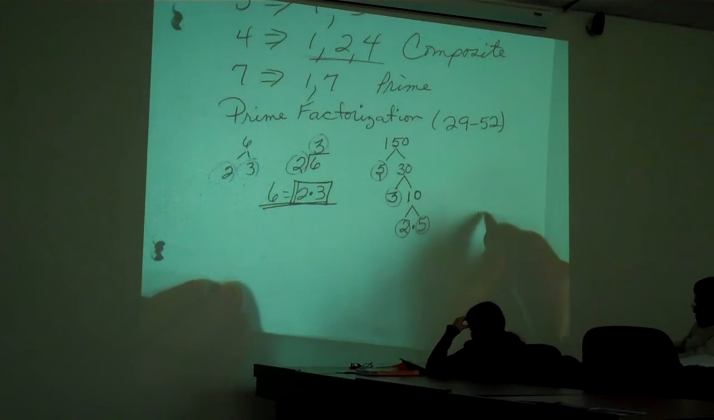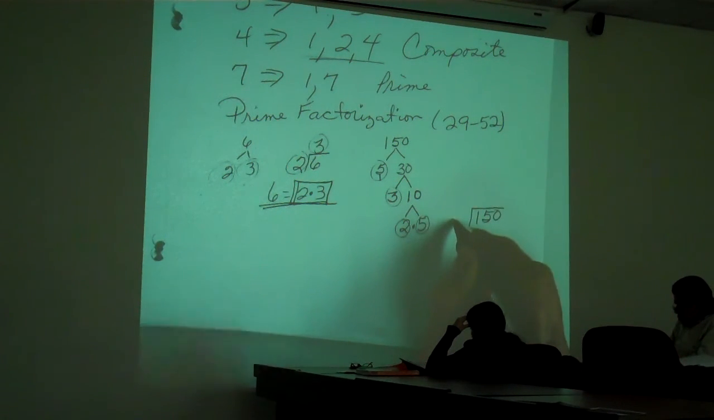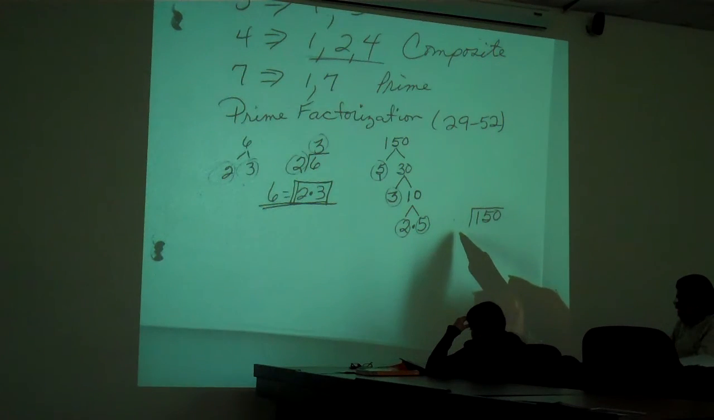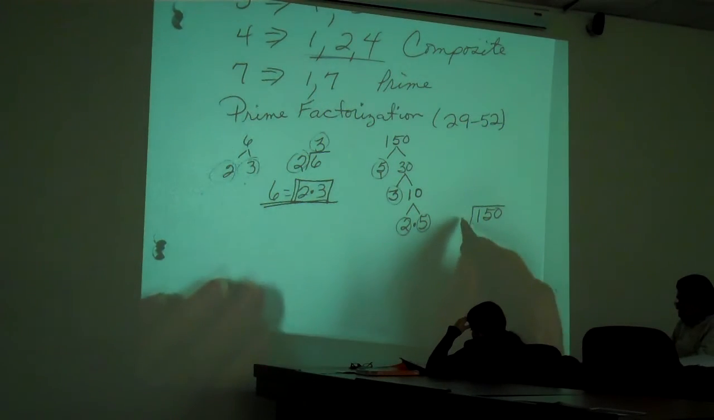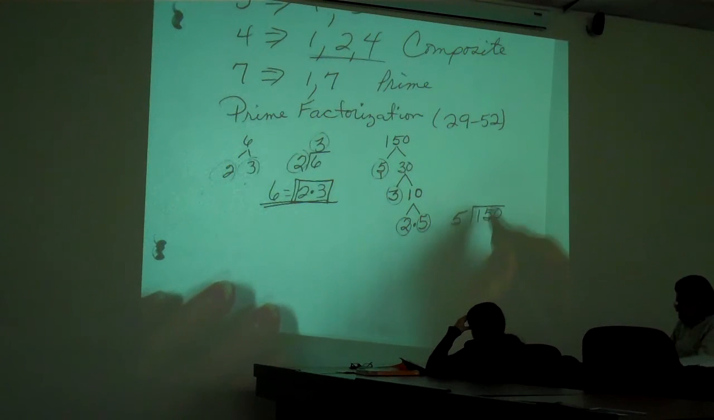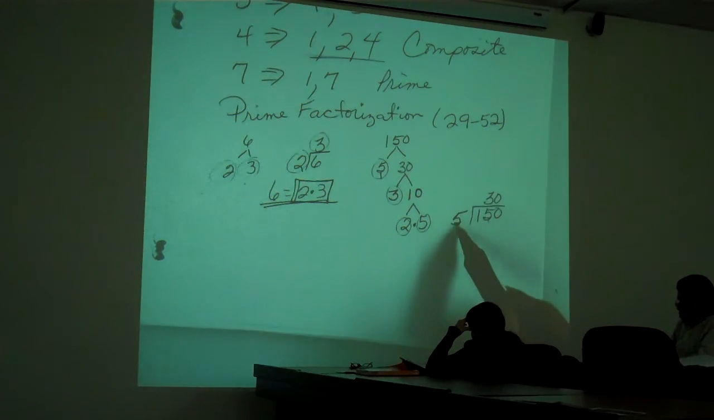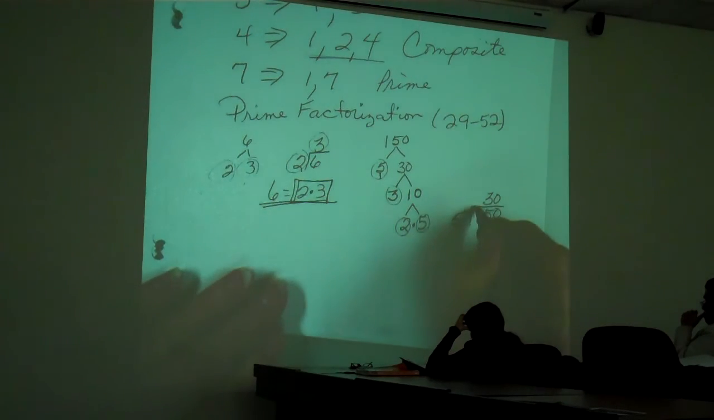If you do 150 and you divide it by a prime, you can divide it by 2 or 3 or 5, it doesn't matter. Just whichever one you want to do. I just did 5 because it was easy to divide. 5 into 150 is 30. Make sure every time you divide by prime, okay? Don't divide by 10, because 10 is not prime.